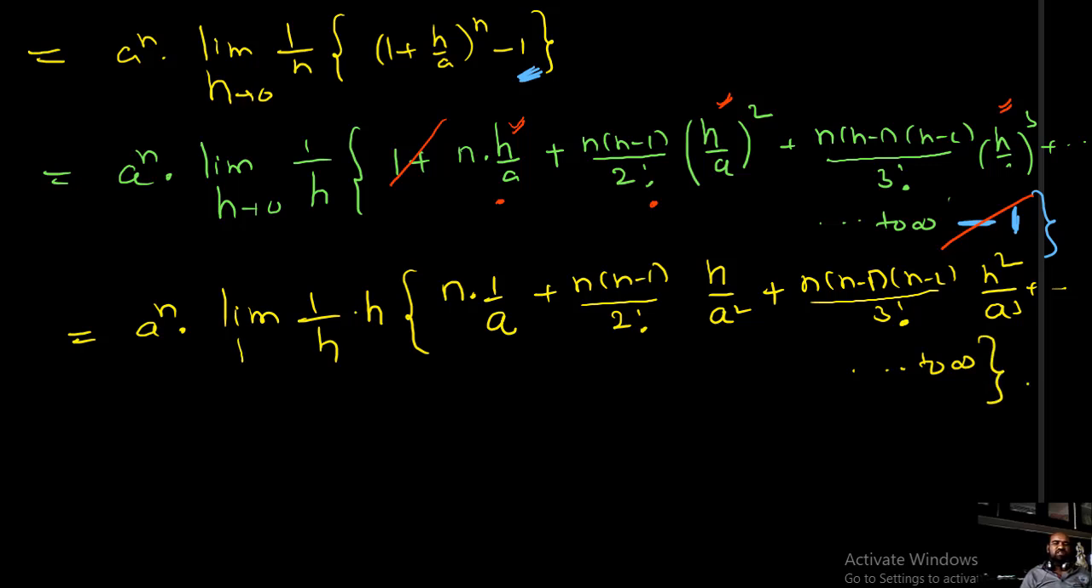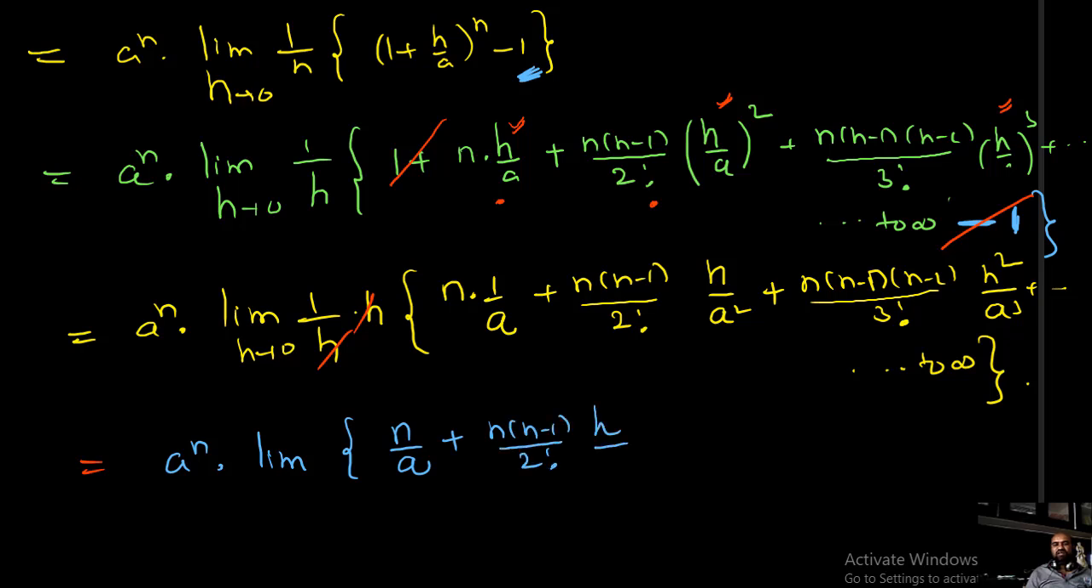Okay, students, h is tending to 0, h is not equal to 0. I can cancel this. So what I will get, I want to write here, students: a power n into the limiting value of n by a plus n into n minus 1 by 2 factorial into h by a square plus n into n minus 1 into n minus 2 by 3 factorial into h square by a cube plus so on to infinity.